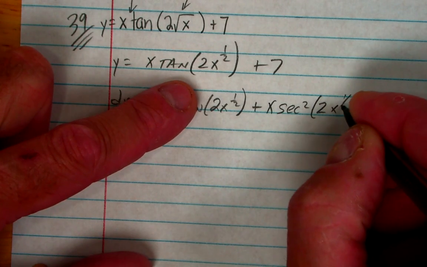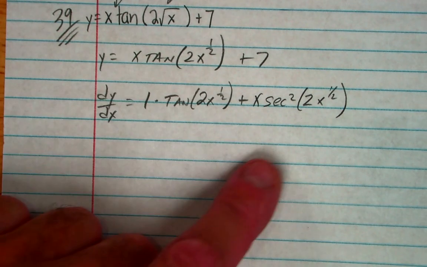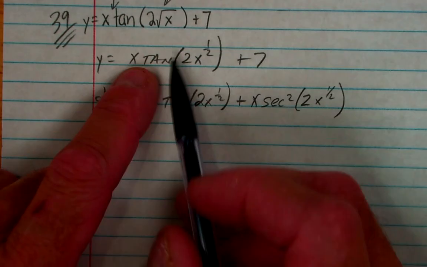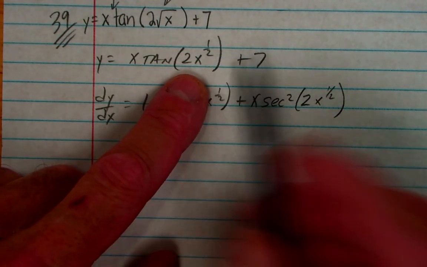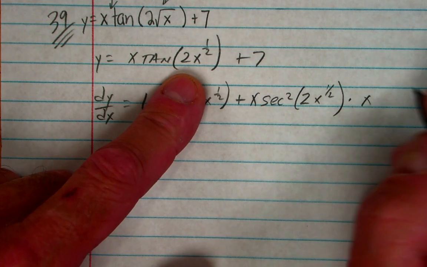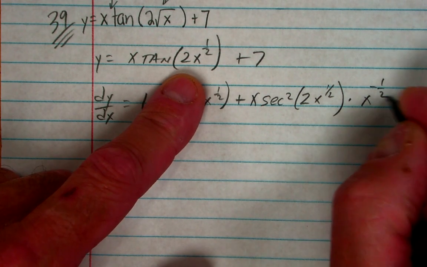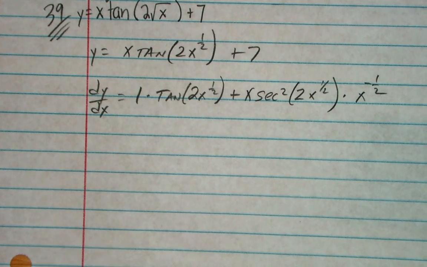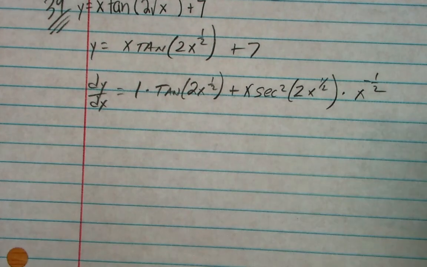Okay. Secant squared of 2x to the 1/2. Now, since this is a nested function, I just found the derivative of the outside. Now I have to take it times the derivative of the inside, which would be times x raised to the negative 1/2. Oh, well, I forgot the derivative of 7. 0, nothing. That's just the height of my function. Height does not impact slope.